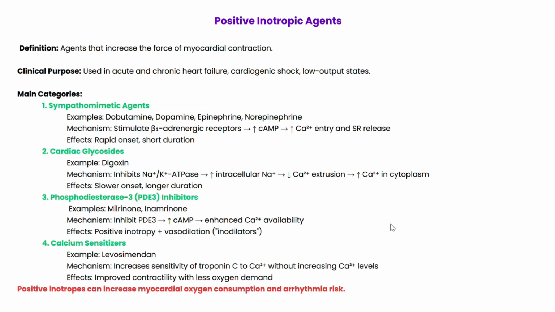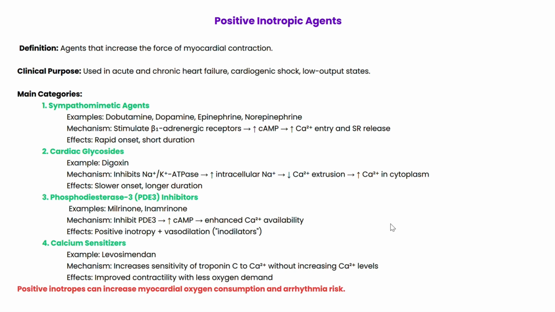Now, let's discuss the positive inotropic agents. These are the drugs that increase the force of contraction of the heart muscle, making each heartbeat stronger. They are most commonly used in conditions like heart failure, especially acute decompensation, cardiogenic shock, or other states of reduced cardiac output where the heart needs help pumping more effectively.